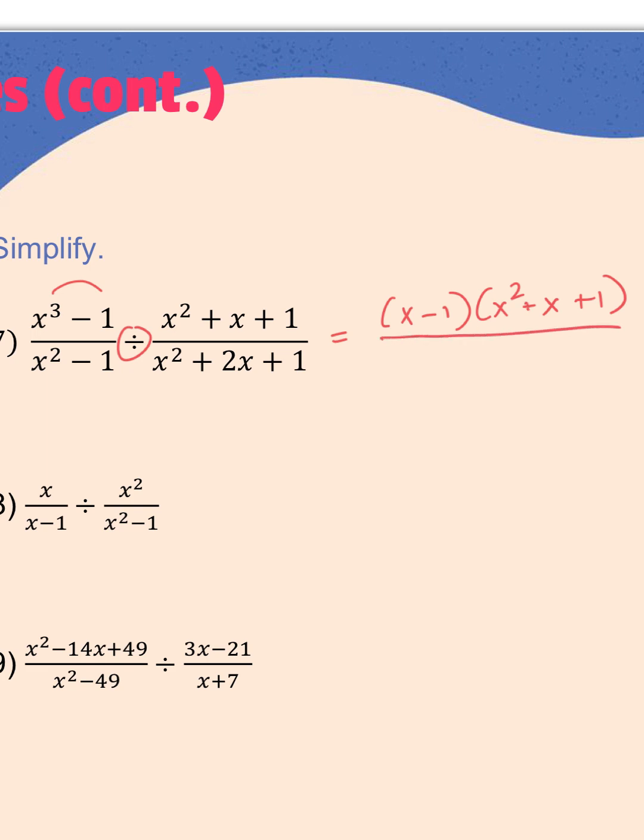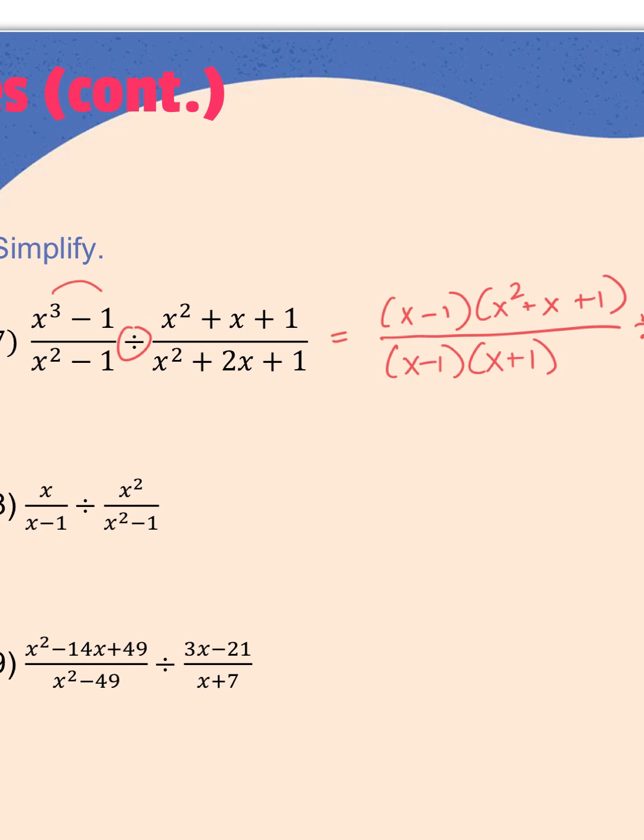Your denominator is, you have x squared minus 1, which is a difference of squares. So that's x minus 1 times x plus 1. And then again, keep it as a division problem for now. And you're going to factor your numerator, which is x. Oh, the numerator actually is not factorable.